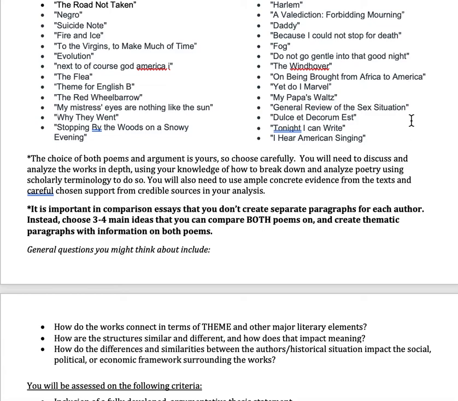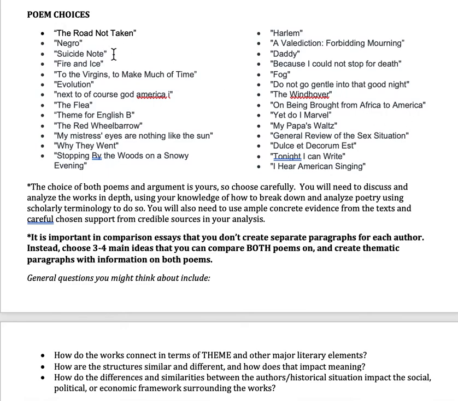So for example, if you were going to do, let's say, The Flea and To the Virgins, you would say that the first idea is that both poems talk about the central concept of the theme of carpe diem. And then you would show how To the Virgins talks about it, and then how The Flea compares in talking about the same concept, and pull quotes from both poems that show that concept of carpe diem and why and how both authors convey that idea.